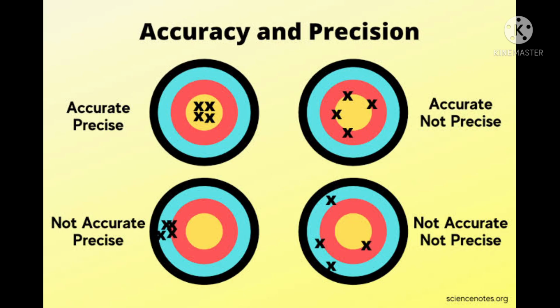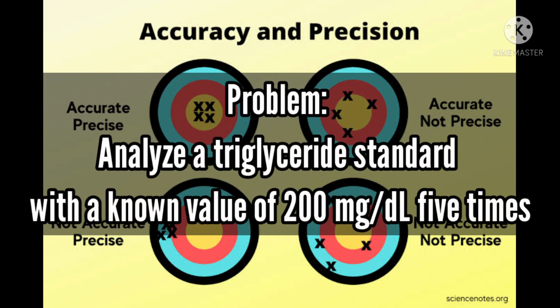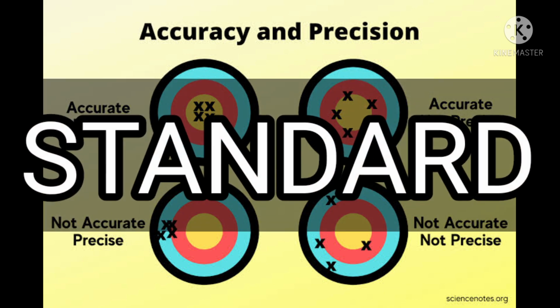This diagram shows us the difference between accuracy and precision. Let's say, for example, we analyze a triglyceride standard with a known value. So it means, class, that when you are using a standard in the laboratory, it has a predetermined value, meaning if your machine is about to be calibrated by a certain standard, it has to arrive at a certain value closest to the predetermined value.